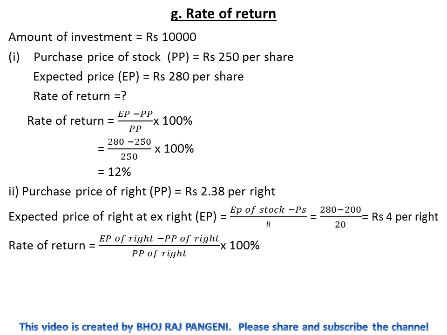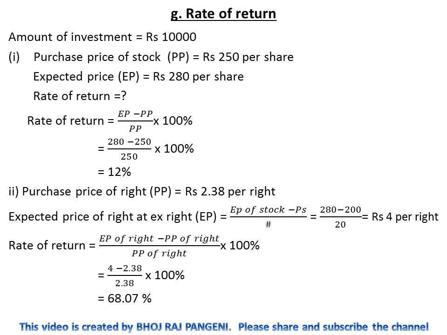Now the rate of return equals EP of right minus PP of right divided by PP of right. In the earlier part, it was EP of stock minus PP of stock divided by PP of stock. Here it is EP of right minus PP of right divided by PP of right. Before, the rate of return was for the stock, and this time it is for the right. Now 4 minus 2.38 divided by 2.38 into 100%, we get 68.07%. Wow, it's higher than stock.